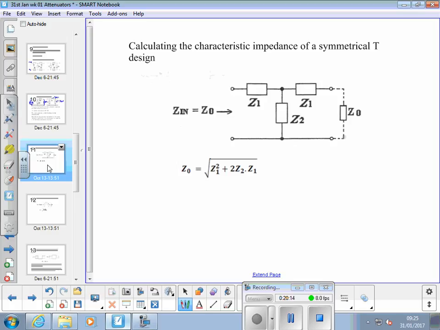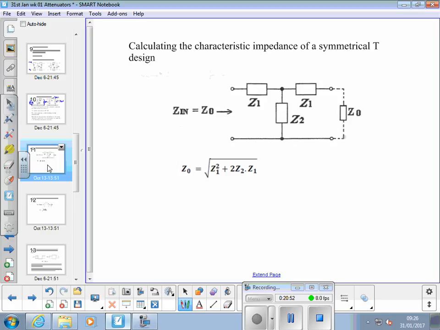we know that making the impedance of a symmetrical T design Z in, by its very nature, Z in, remember what we said about Z in, it's the impedance when the proper load, ZO is a characteristic impedance of this symmetrical design, then we can calculate ZO using that formula there. Z1 squared plus 2 times Z2 times Z1.